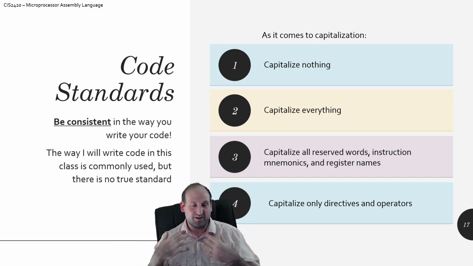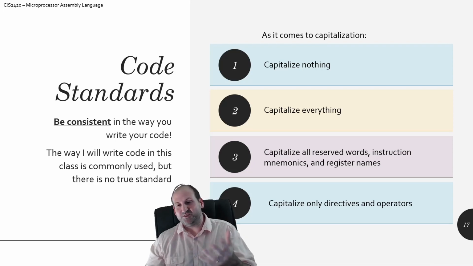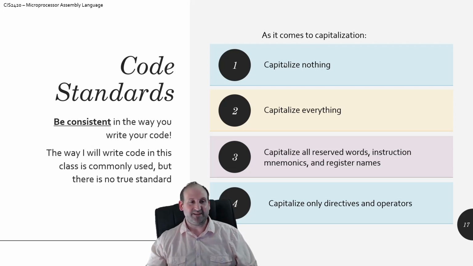Assembly language, I understand it's a very difficult course. We've all been there. This is like the organic chemistry of computer science, if you understand where I'm coming from, if you know that reference too. So just do what you need to do to get the job done. Capitalize nothing, capitalize everything, just the reserved words.